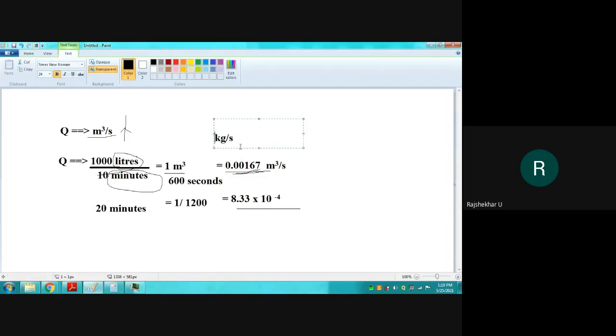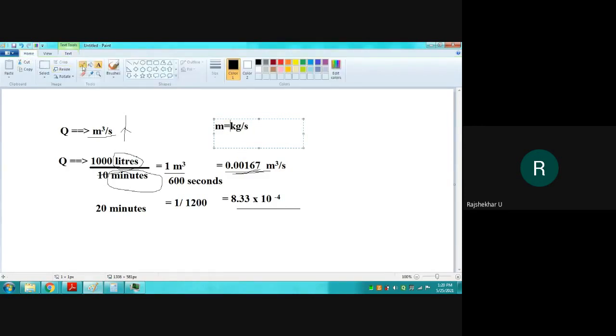And what is the symbol used? Usually m dot is used. Mass rate of flow, we use m dot. And the unit is kg per second, because we are measuring how much kg of water or how much kg of fluid is flowing per second. That is mass rate of flow.